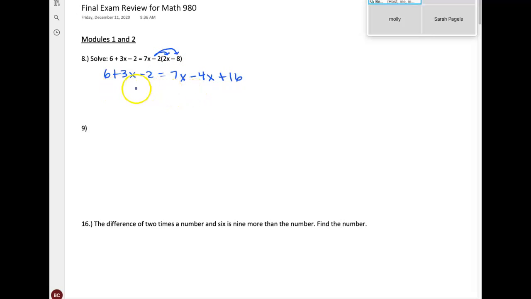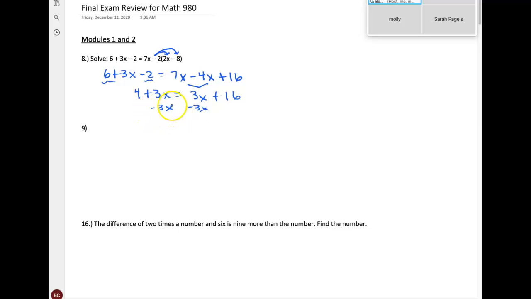All right, and now we've got to combine our like terms together, right? So on this side, 6 minus 2 is 4, and then you still have that plus 3x. On this side, 7x minus 4x is 3x plus 16, right? And then when we're solving this one actually comes out to be kind of different, right?